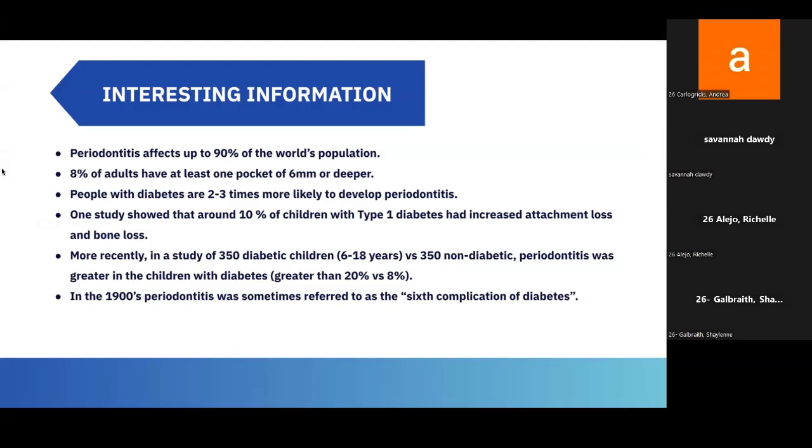So, interesting information. Periodontitis and diabetes are common, complex, chronic diseases with an established bidirectional relationship. That is, diabetes, particularly if glycemic control is poor, is associated with an increased prevalence and severity of periodontitis, and severe periodontitis is associated with compromised glycemic control.